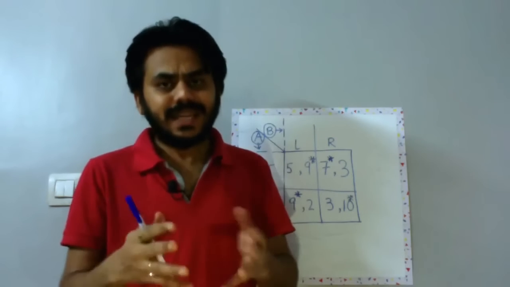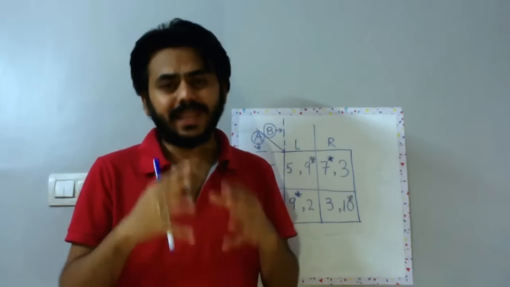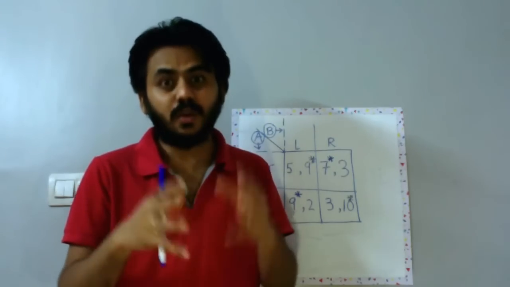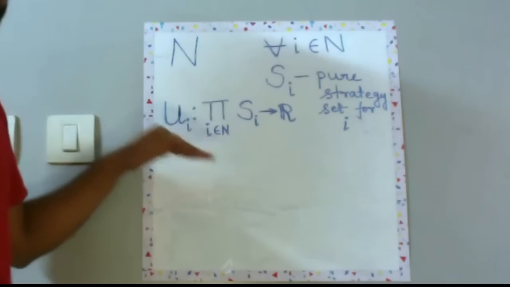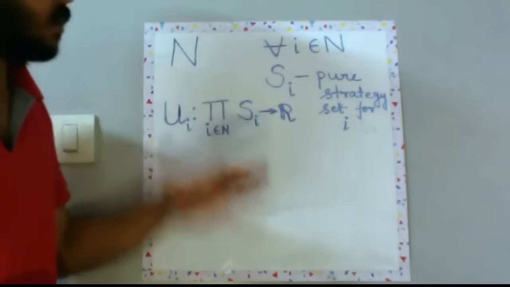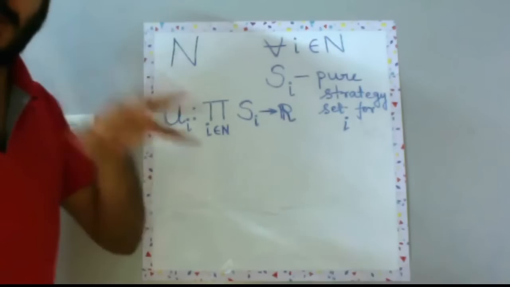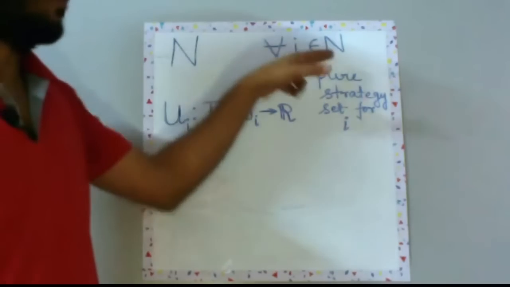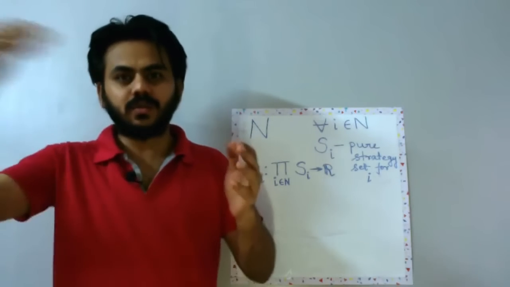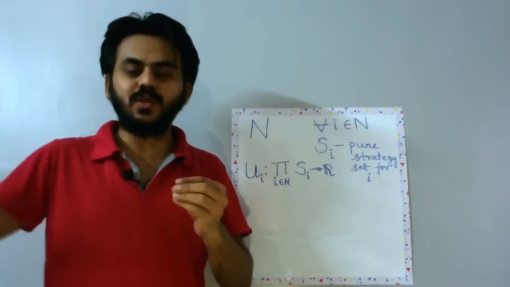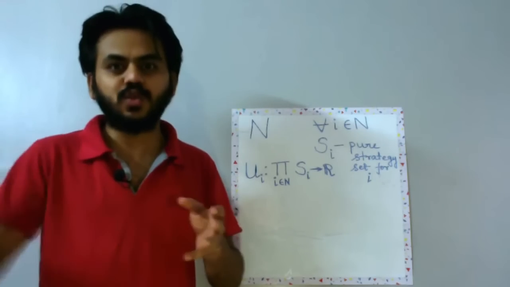Now let's look at a few notations so that we understand what exactly a mixed strategy is and how we go from there to mixed strategy Nash equilibrium. This was our usual notation for pure strategy games. N is the set of players. So i belongs to N, which means if you have 3 players, N is 1, 2, 3, so i belongs to 1, 2, 3. Now if you have 2 players, N is 1, 2, so i belongs to 1, 2.